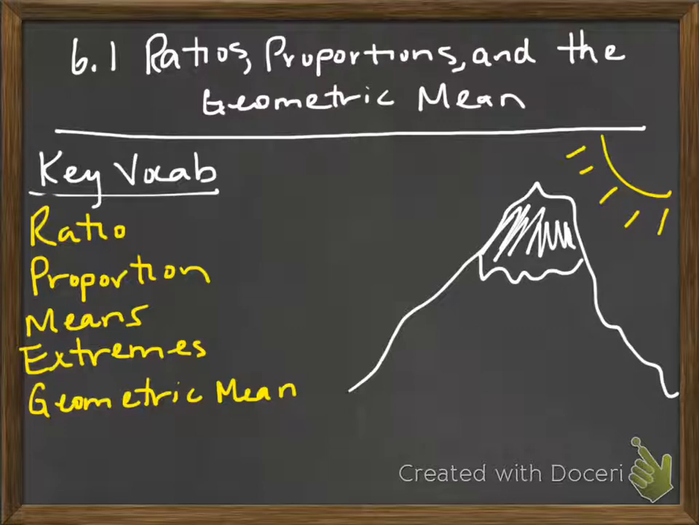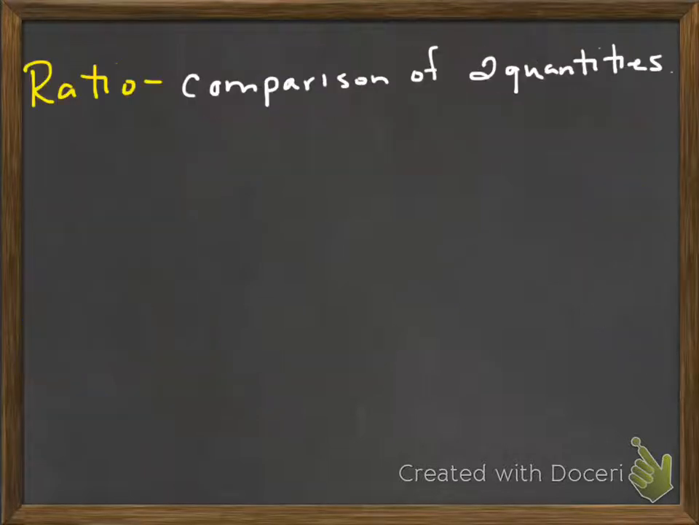All right, so we're going to talk about 6.1, ratios, proportions, and the geometric mean. Obviously, our key vocabulary here are the primary words: ratio, proportion, means, extremes, and geometric mean. Okay, and we'll talk about those as we go along through this section.